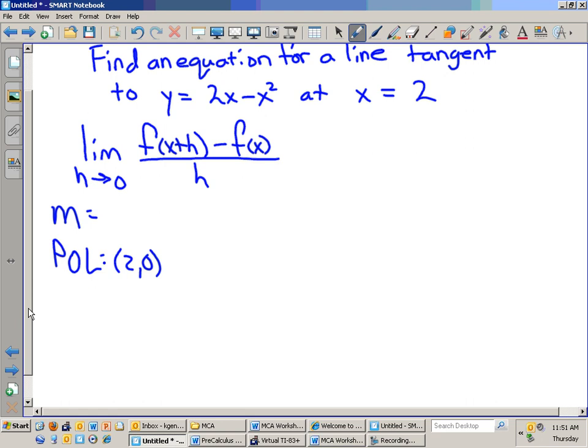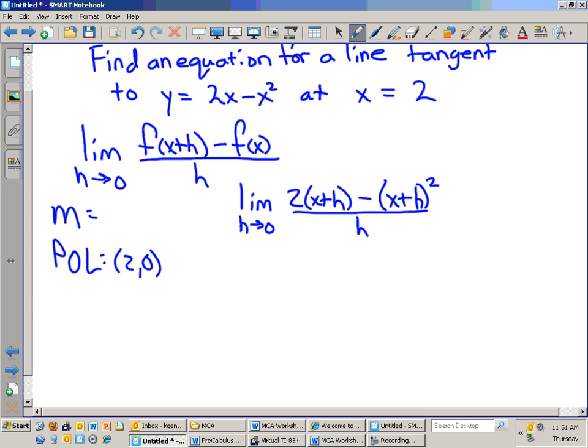So then I have the limit is f of x plus h minus f of x all over h, as h approaches 0. What do I do now? I plug x plus h into it. Limit as h approaches 0, I plug x plus h in. So 2 times x plus h minus x plus h, that quantity, squared, all over h.